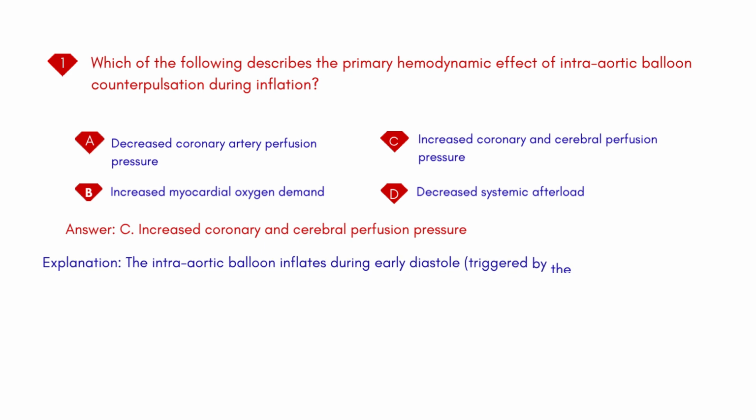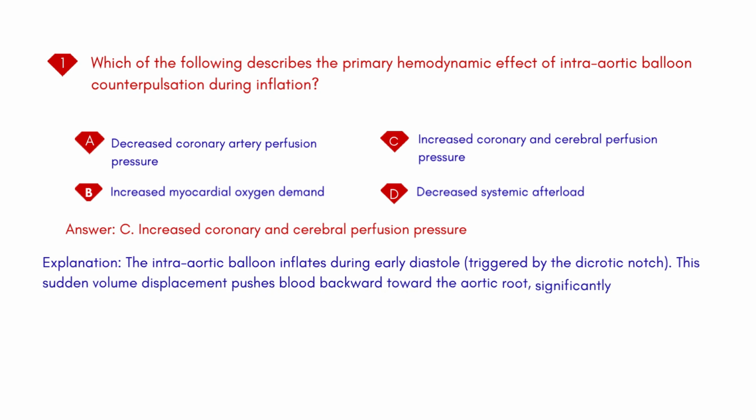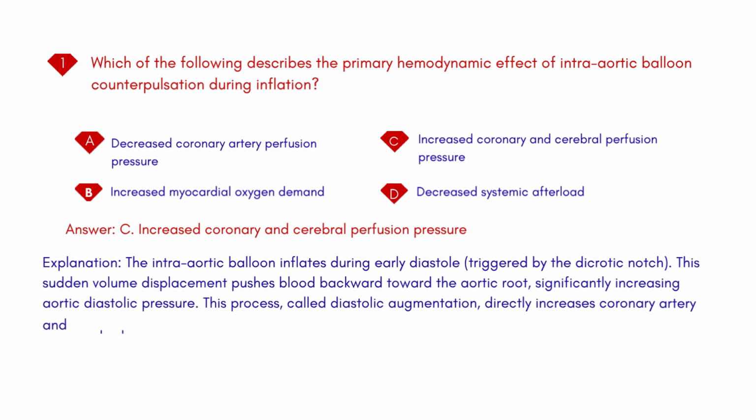Explanation: the intra-aortic balloon inflates during early diastole, triggered by the dicrotic notch. This sudden volume displacement pushes blood backward toward the aortic root, significantly increasing aortic diastolic pressure. This process, called diastolic augmentation, directly increases coronary artery and cerebral perfusion pressures.